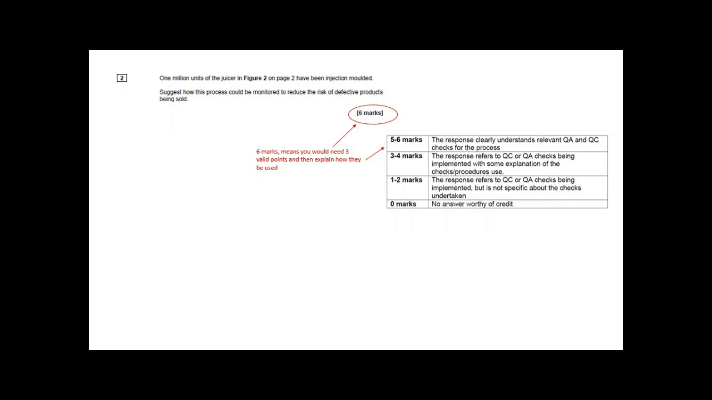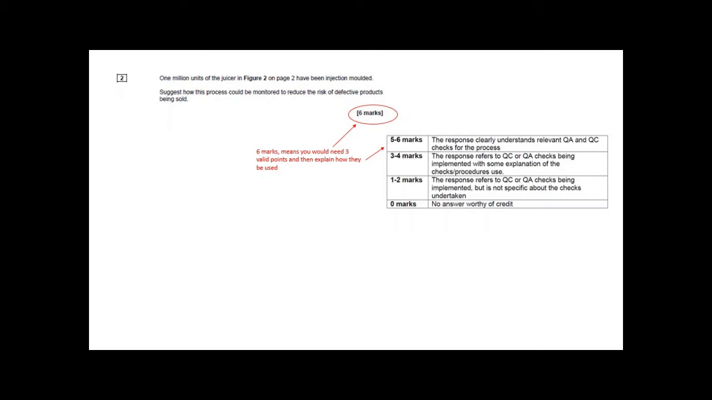This is part 2 of the same question from just before. 1 million units of juicer 2, which is the polypropylene one, has been injection molded. Suggest how this process can be monitored to reduce the risk of defective products being sold. So there's 6 marks for this. That means you have 3 valid points and explain it. So the easiest way to do that is 6 points. Split that in half, so it's 3 points, and then explain those 3 points in more detail.